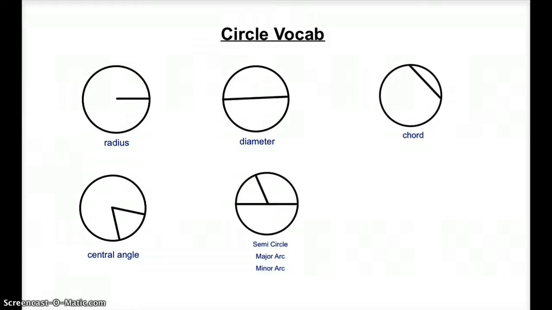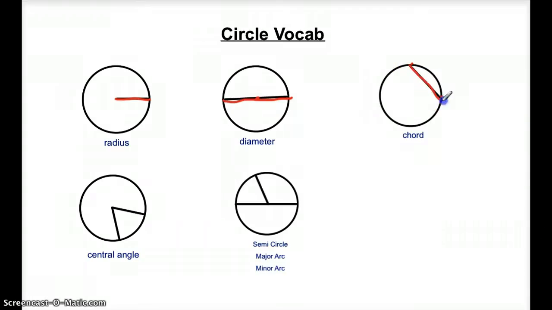Circles have segments and angles associated with them that you need to be able to identify and name properly. Some of these are familiar to you, like a radius and a diameter. Remember that a radius is a segment that starts at the center of a circle and extends onto the circle. A diameter is a segment whose endpoints are both on the circle, but it passes through the center of the circle.